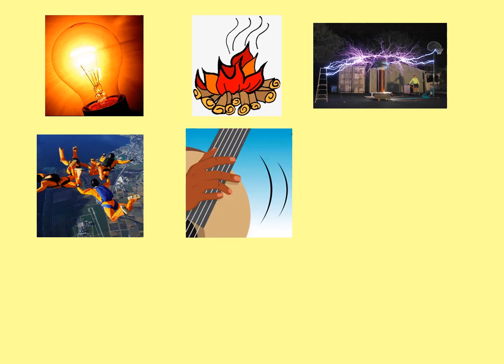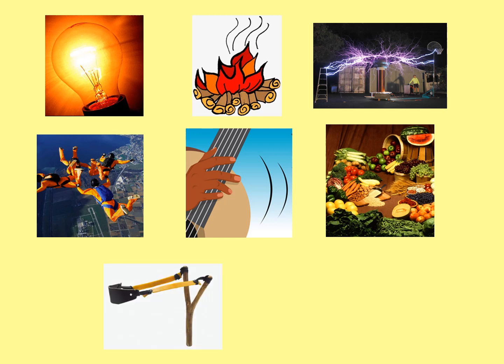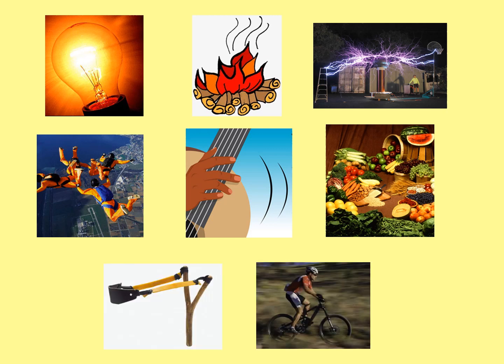Earlier in the year we studied a topic all about energy, and in that topic we firstly looked at different types of energy. We looked at light energy, thermal or heat energy, electrical energy, gravitational potential energy, sound energy, chemical energy, elastic potential energy, and kinetic energy. And we discussed the idea that when anything changes, there has been a transfer in energy. For example, turning a light bulb on, there has been a transfer of energy from an electrical store into light and thermal.